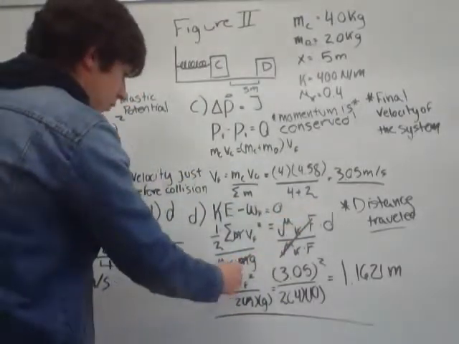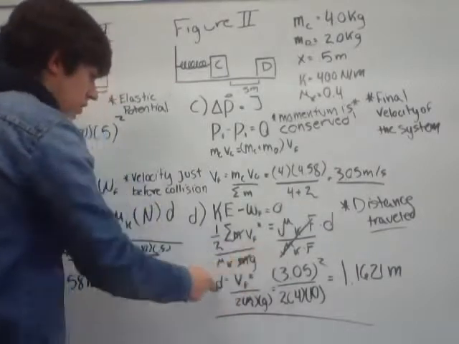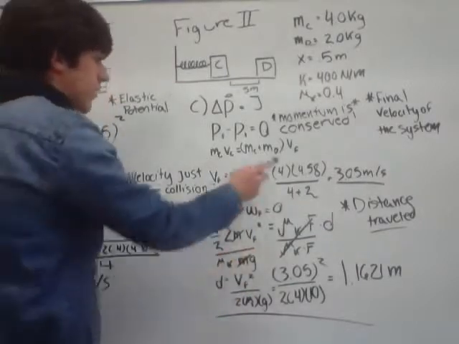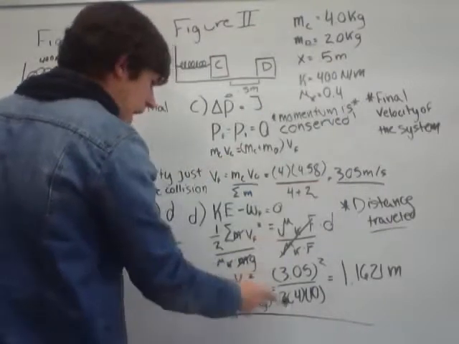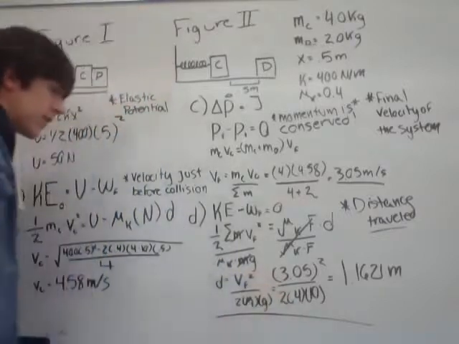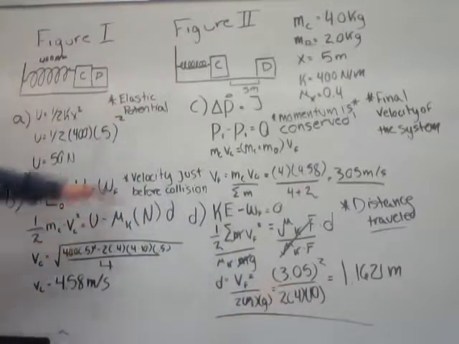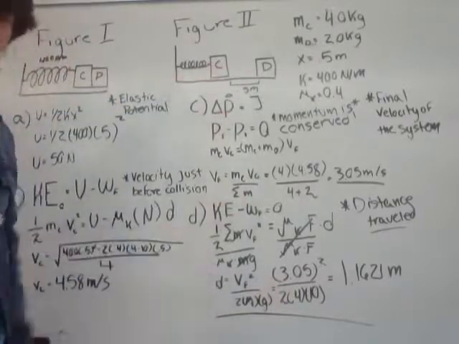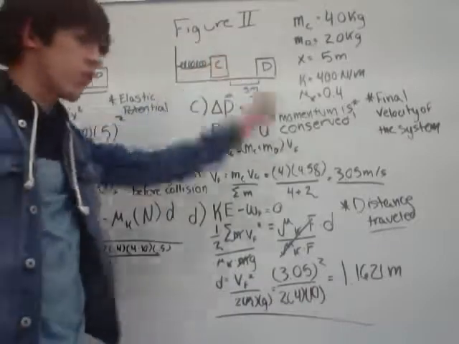And then after that, we end up with this. You plug in your knowns, which you already have, velocity final calculated right here, the 2 from the half, 0.4, that's your mu of kinetic, multiplied by gravity. In this case, we're using 10. And we know that the whole system moved 1.1621 meters before it came to a complete stop.